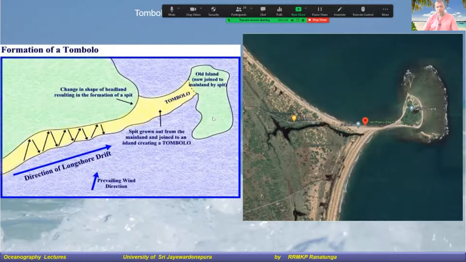Right, so I think you might not have heard about this thing called the tombolo. A tombolo is something you might have seen, but the term you might not have heard before. A tombolo is an island connecting to a mainland. We say this when an island is connected to the mainland by a sandbar.